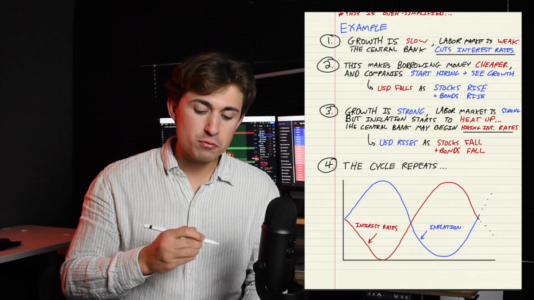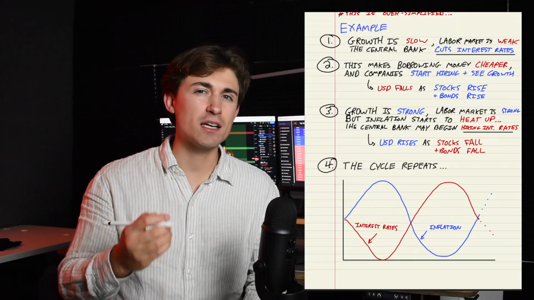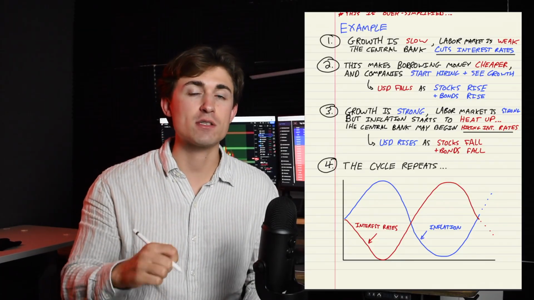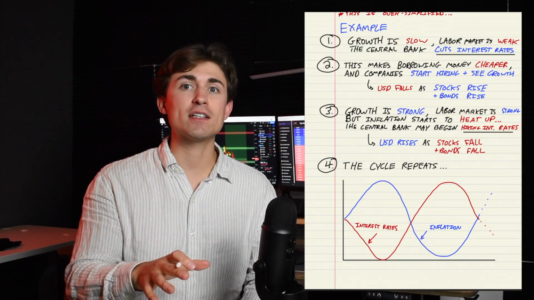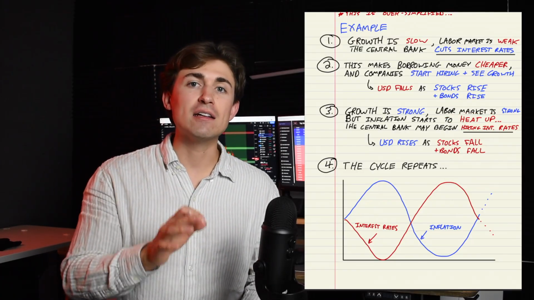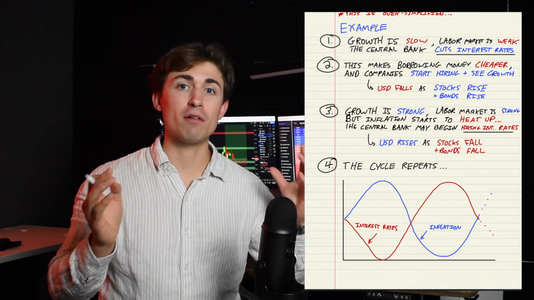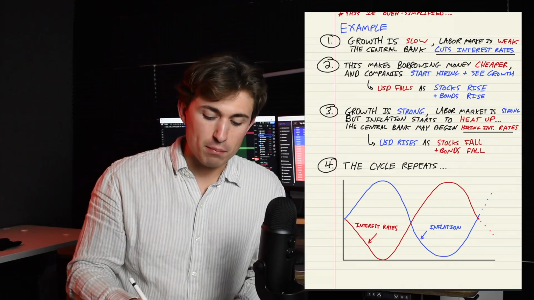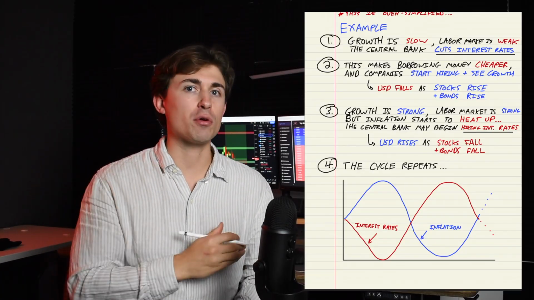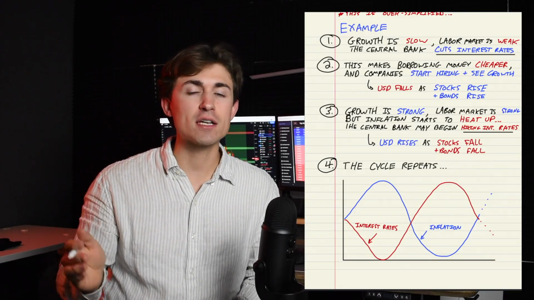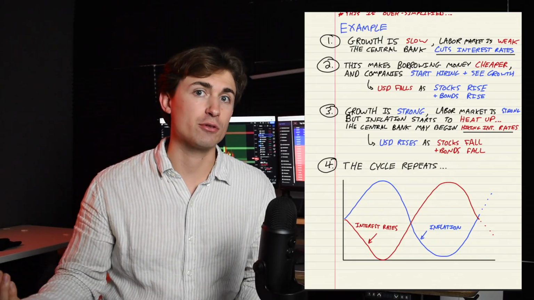Phase 3, growth is really strong. The labor market is now also strong, and we start to get a little bit of inflation, so prices are starting to heat up. The central bank may look at this and say, okay, we've had a lot of growth, let's get this under control so we don't run off the rails. So the central bank may choose to start slowly hiking interest rates. That doesn't mean they're going to raise interest rates dramatically all of a sudden. They may just say, let's keep this growth in check by slowly raising interest rates.